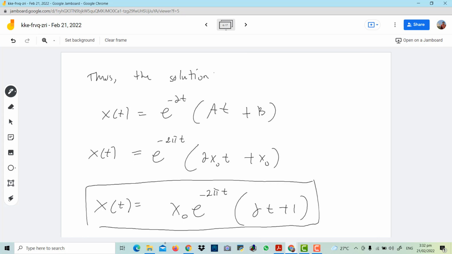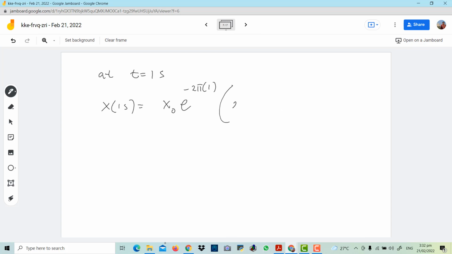Gamma is 2 pi. Take note. This one is 2 pi. Because gamma is equal to 2 pi, no? So therefore, this is 2 pi times 1 plus 1. So, if you solve this one, this is equal to x naught e to the minus 2 pi, 2 pi plus 1.